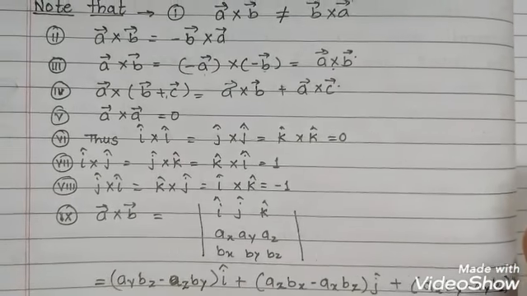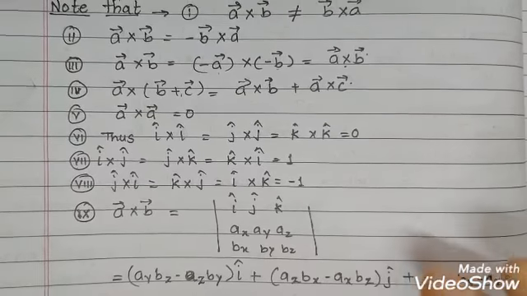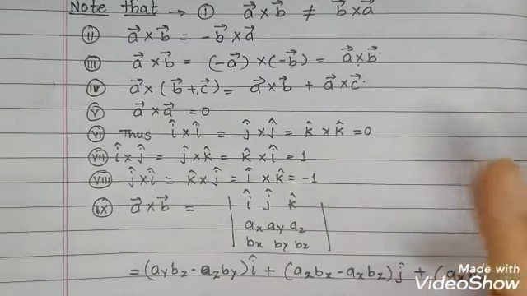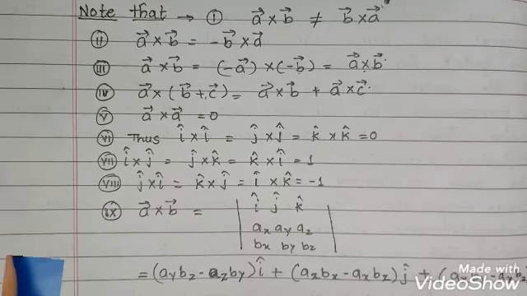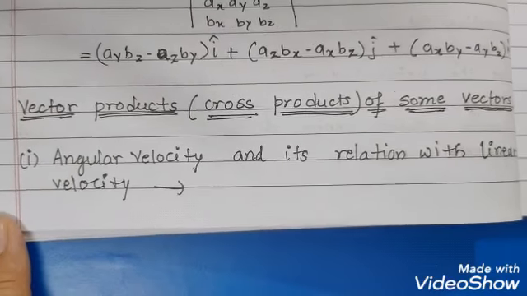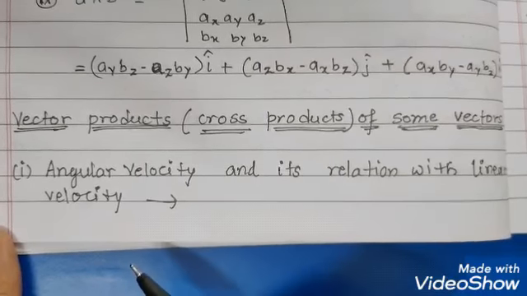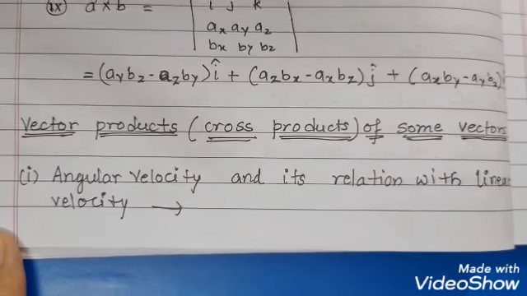The two new physical quantities which we learned, we will find by applying all these rules of the vector product of two vectors. Vector products or cross products of some vectors. First we'll see the relation between angular velocity and linear velocity.